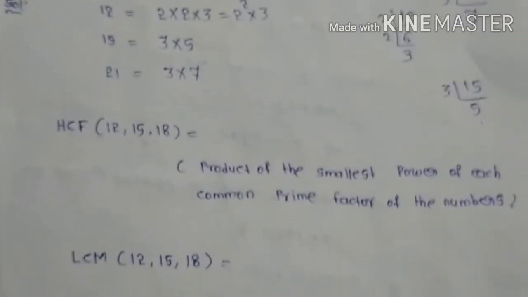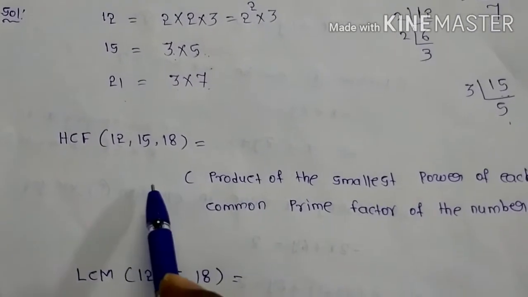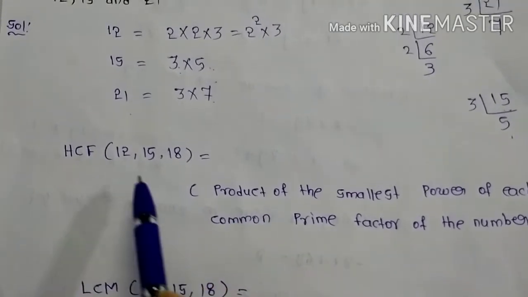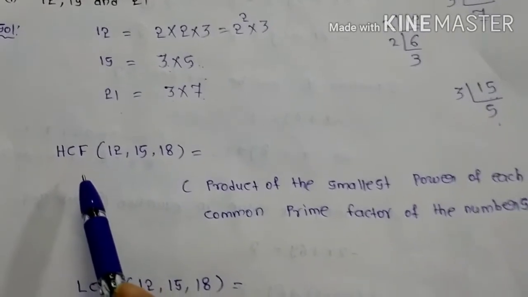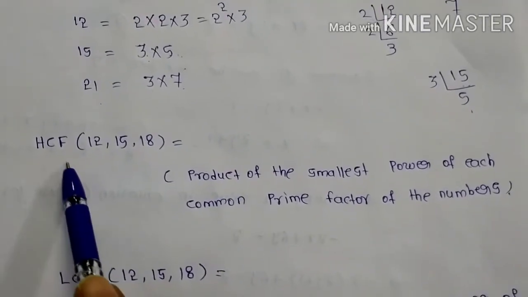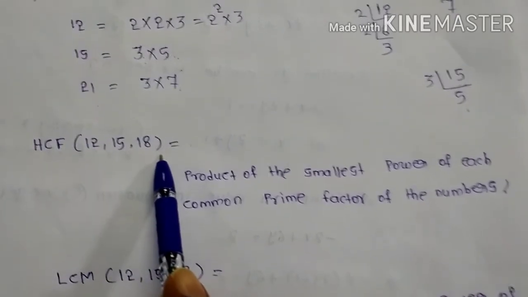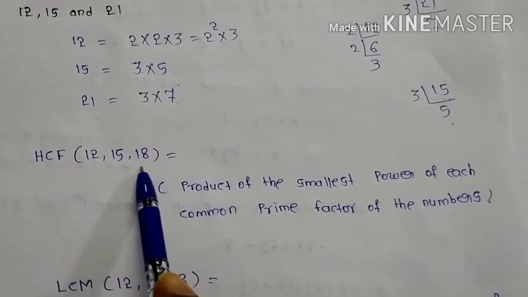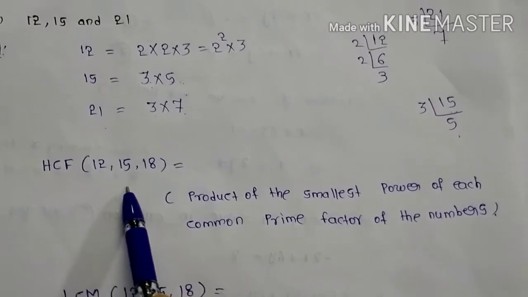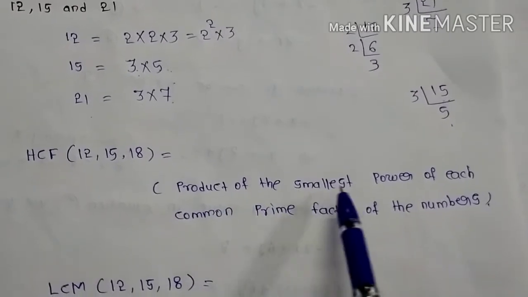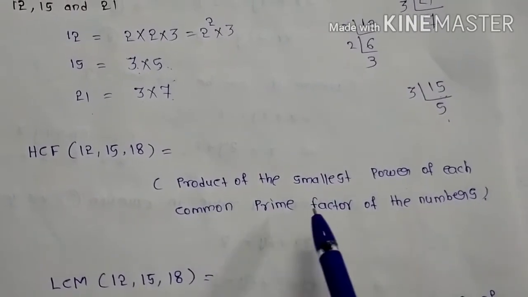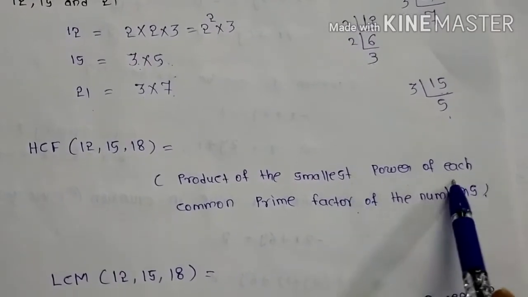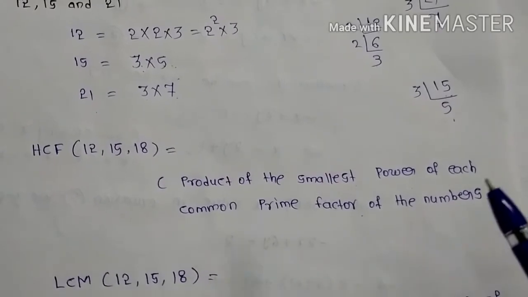Now you can see how to find the HCF. LCM means least common multiple. HCF means highest common factor. Here, the HCF of 12, 15, 21. How can you find the HCF? By prime factorization; we are not doing the division method. The HCF is the product of the smallest power of each common prime factor. Smallest power we need to take, of which ones? Common prime factors.